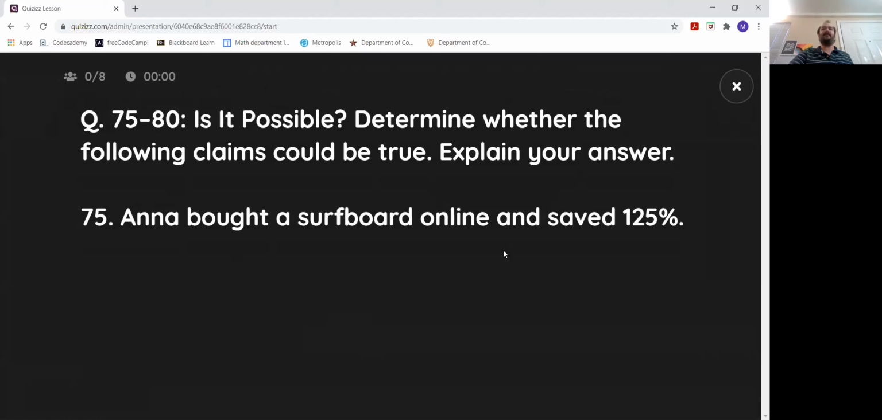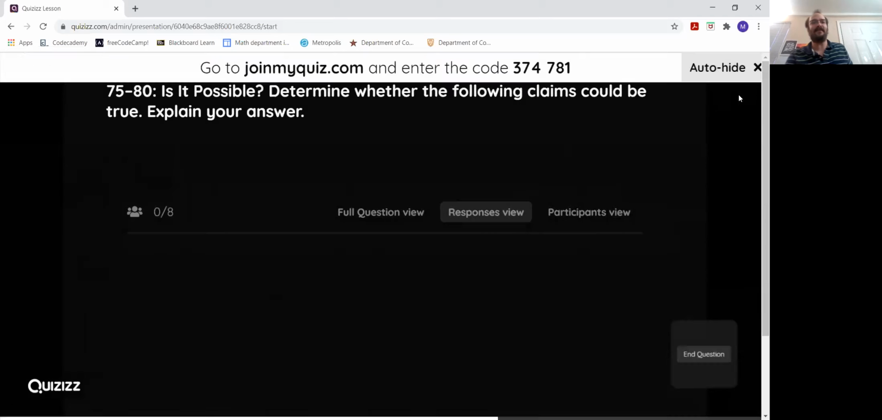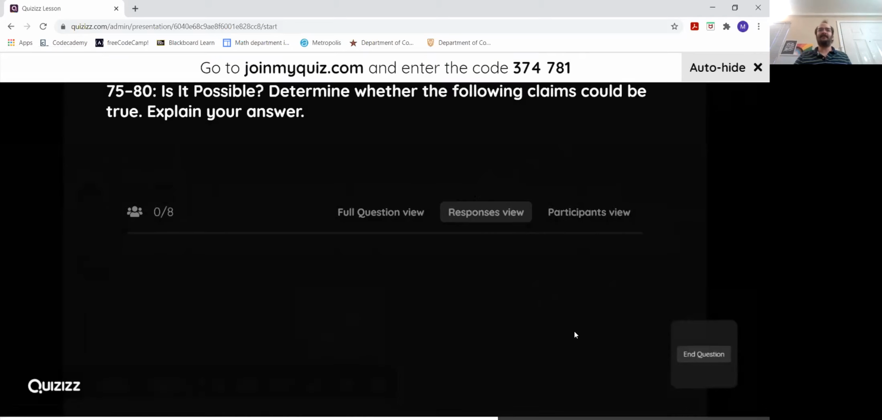Is it possible to determine whether the following claims could be true? Explain your answer. Anna bought a surfboard online. She saved $125. Sorry, 125%. That is not saying the same thing I just said. Anna bought a surfboard online and saved 125%. Is that happening? I don't want to spend all day on this problem. Is it happening?